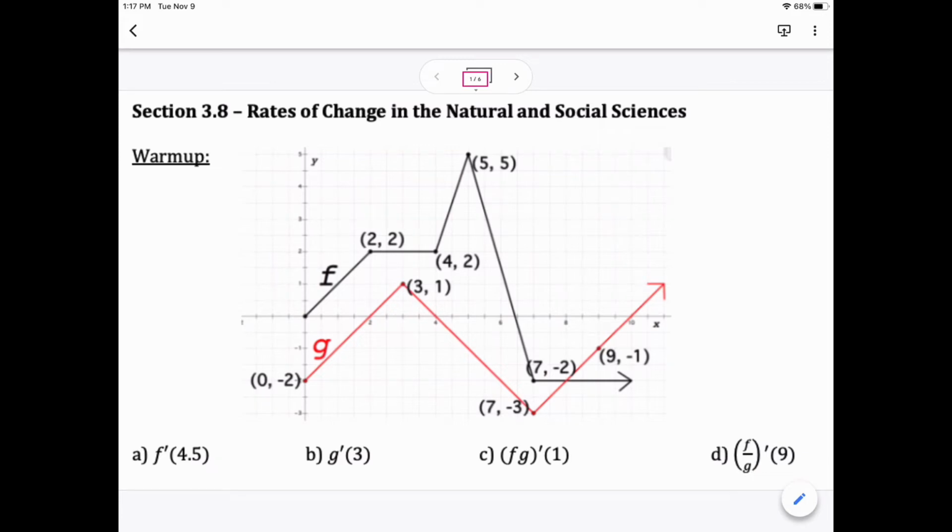Today's lesson is over section 3.8, which will talk about the rates of change in the natural and social sciences. We would like to start with a warm-up, looking at this graph of two different functions, and we'll talk about the derivatives for those functions at particular points.